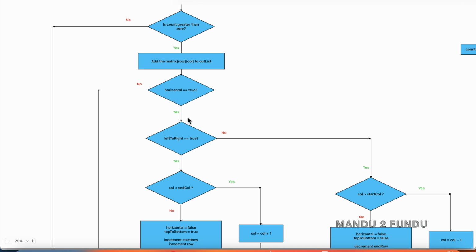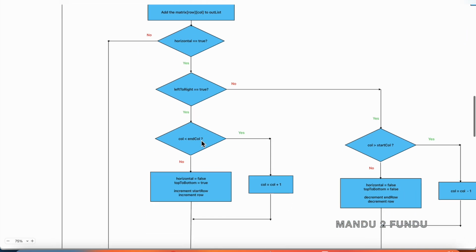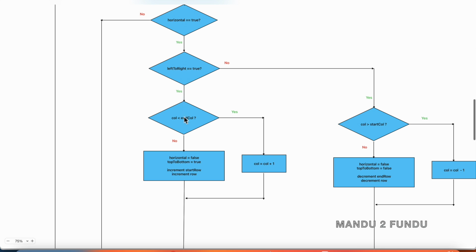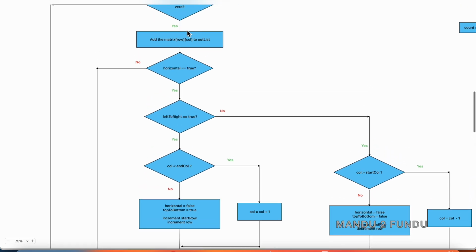If it is horizontal, then we have to check whether it is a left to right or right to left direction. If it is left to right, then we check whether the current column index is less than the last column index. If so, we still have elements to be processed in the row, so we go ahead and increment the column index and proceed to the next iteration. So that will read the next elements in the row.